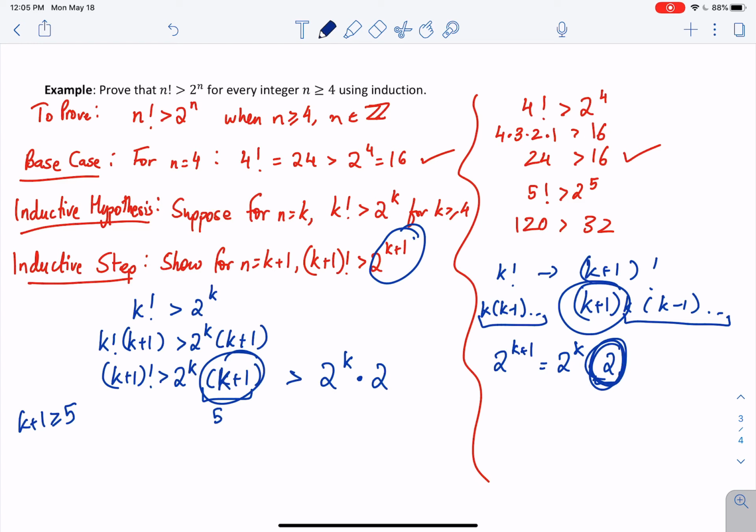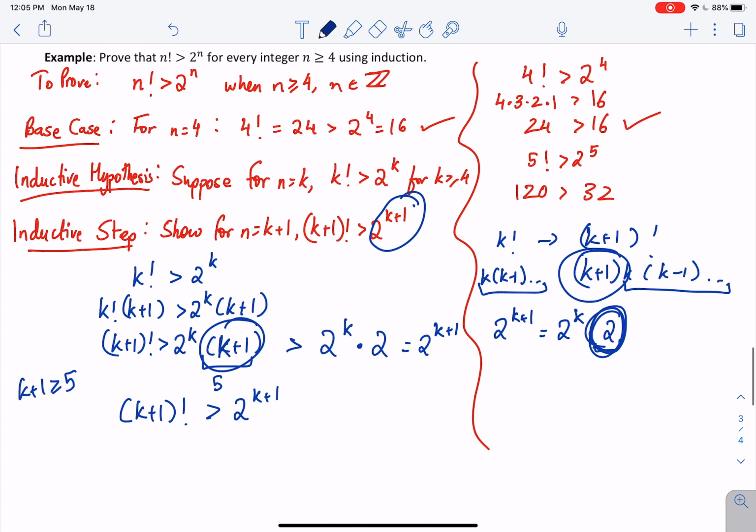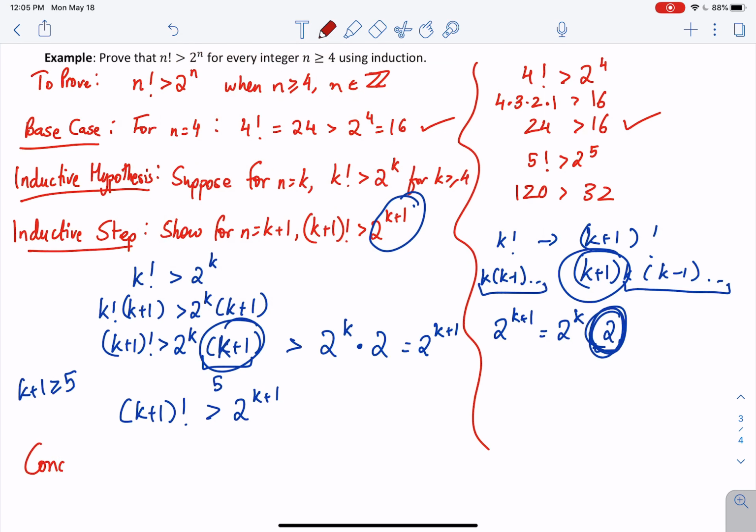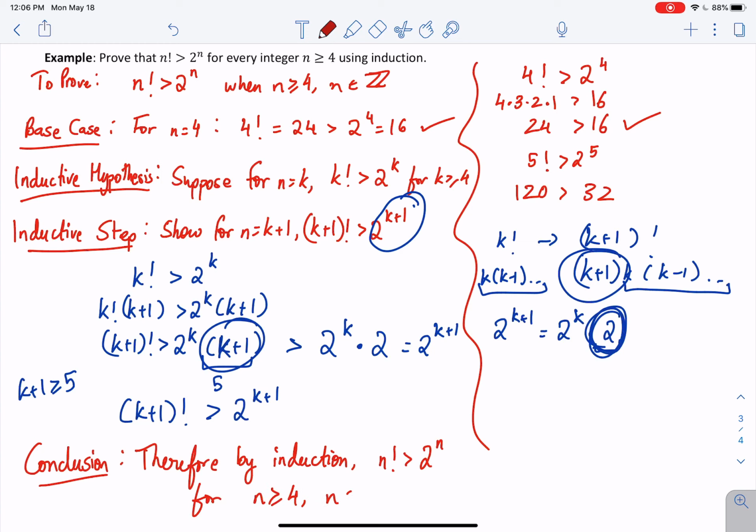And so now I have this full inequality. This equals 2 to the k plus 1. And so I've shown that k plus 1 factorial is bigger than 2 to the k plus 1. So I've done my inductive step, and now I write my conclusion. I can say, therefore, by induction, n factorial is bigger than 2 to the n for n greater than or equal to 4 when n is an integer.